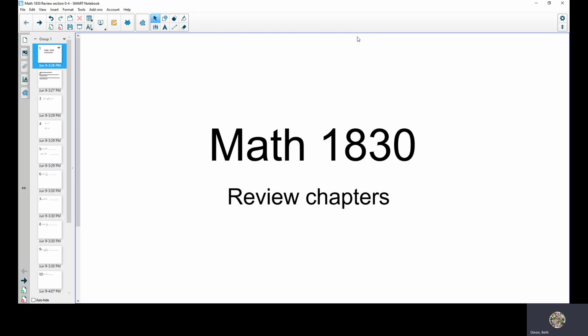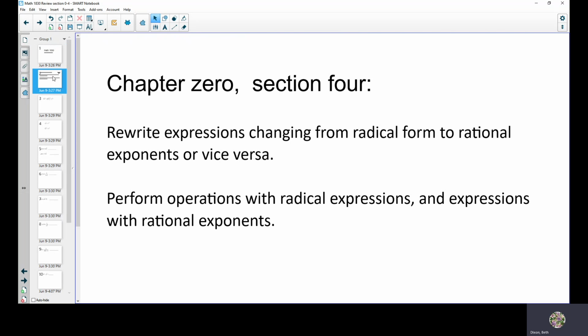Hello, my name is Beth Dixon, and this is a review for Math 1830, and we're starting on some review chapters. This one is Chapter 0, Section 4: to rewrite expressions changing from radical form to rational exponents or vice versa, and to perform some operations with radical expressions and expressions with rational exponents.